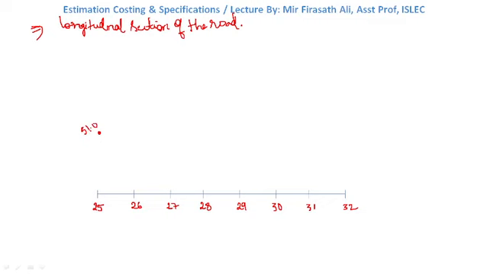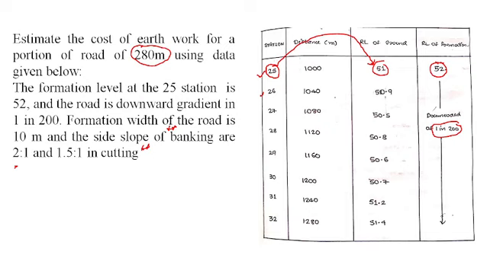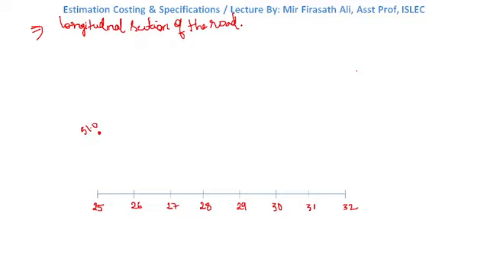Similarly, at the 26th station, what is the reduced level? At the 26th station, the reduced level is 50.9. So, we need to mark this a little bit lower than 51. Look at this 26 one. So, I will mark it a little bit lower than 51. Okay, 50.90.